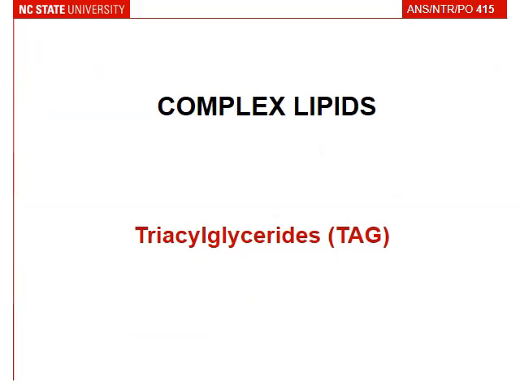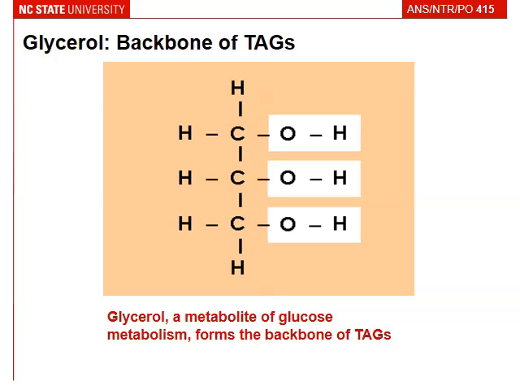Okay, next we're going to talk about some of our complex lipids. So the first category is going to be our triglycerides, or triacylglycerides. As I mentioned, these are abbreviated as TAG. So our triglycerides have a glycerol backbone. So here is a picture of our glycerol. We have 1, 2, 3 carbons, and our glycerol molecule has 3 hydroxyl groups. And this is a metabolite of our glucose metabolism, and it is the backbone of our triglycerides.